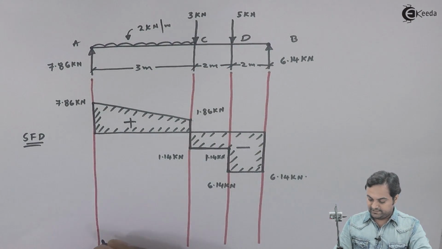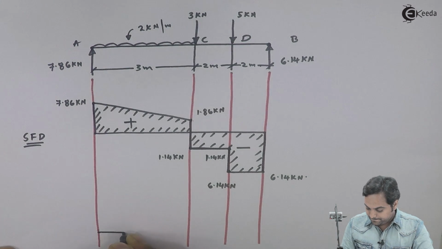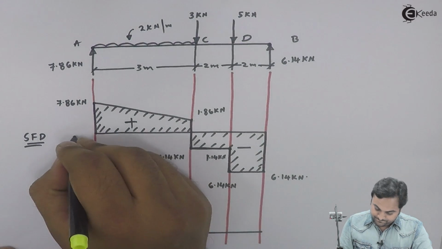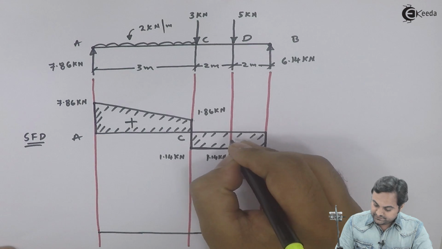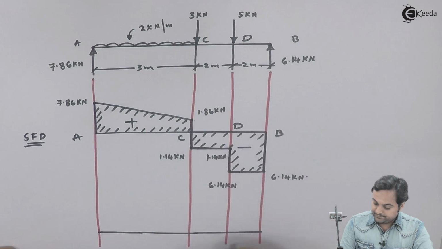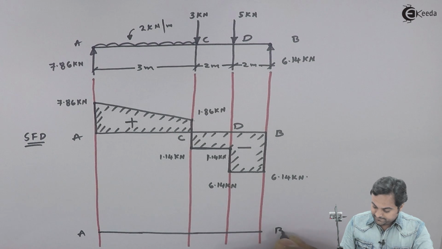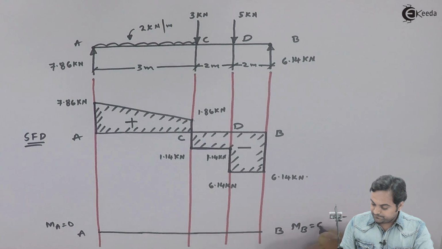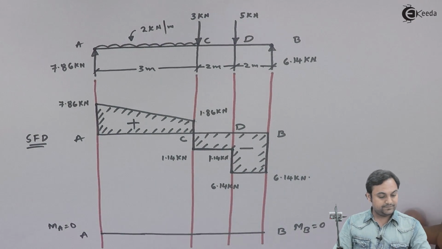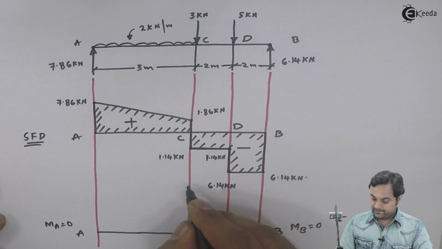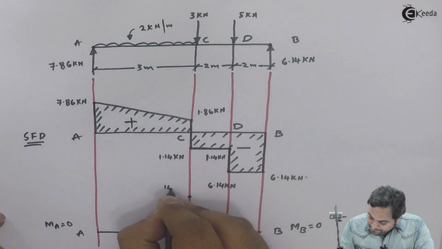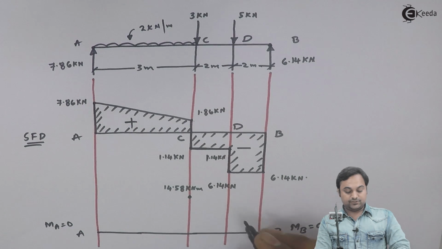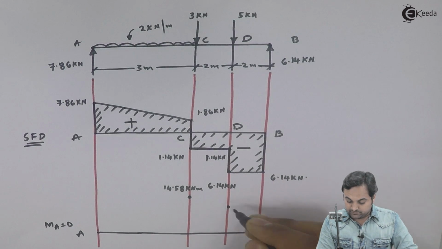The length of bending moment diagram should be equal to the length of the beam, and it should be drawn below the shear force diagram. Point A, C, D and B. Here A and B, moment at A is equal to 0, moment at B is equal to 0. At C the value is 14.58 kilonewton meter. At point D it is 12.28, which we have found out.